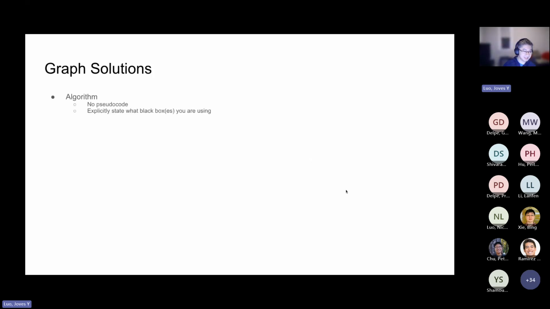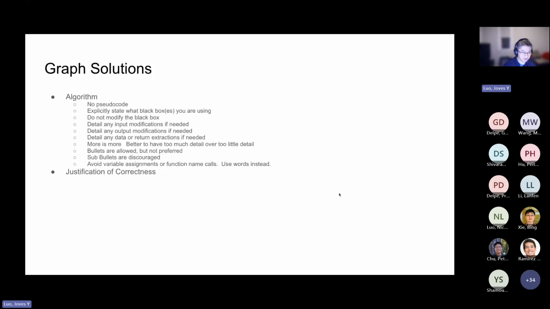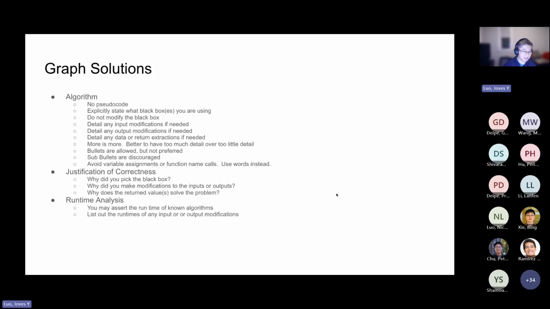So, graph solutions. You've seen this slide before, so I won't stay on it too long, but you have to make sure you write your algorithm and then your justification of correctness, and you have to make sure you have all parts. Algorithm: no pseudocode, state your black boxes, do not modify your black boxes, detail your input and output modifications, and detail any data or return extractions if you needed. Write as much as you think will make the solution clear. It's always really painful to say, oh yeah, I definitely meant this, and then you didn't write enough for the TA to understand what you mean. So if you have any doubts about whether the TA will read a part of your solution correctly, just add a little more detail, add some notes, that also helps. So keep that in mind.